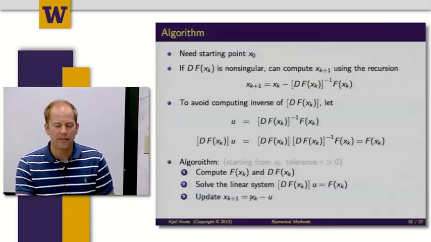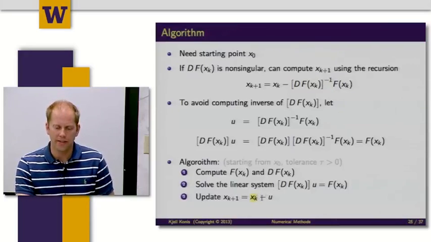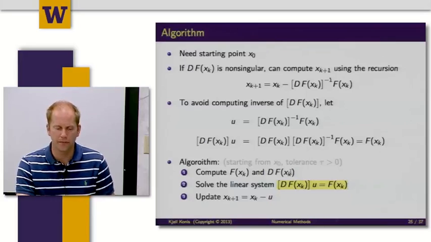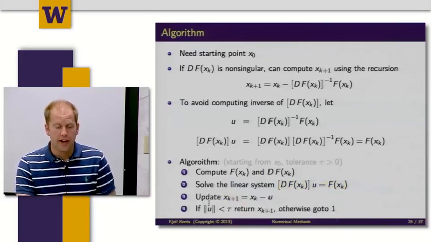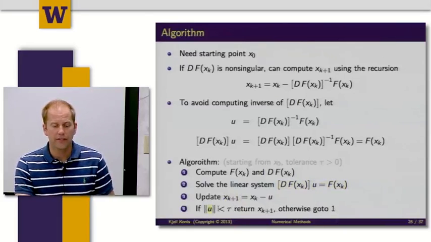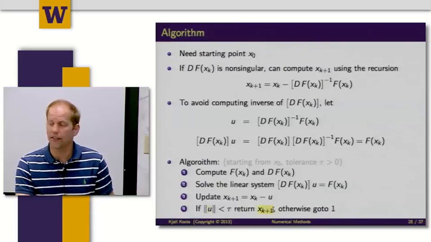So I'll update. So my current guess is xk. I update that by subtracting this vector u that I got by solving this linear system in step 2. And that's going to give me xk plus 1. And then if the size of this u is less than tau, then I'm going to return xk plus 1 as the answer. Otherwise, I'm going to go back to step 1 and just pretend now that this xk, once I'm on the next step, is going to run me through this same set of steps again.